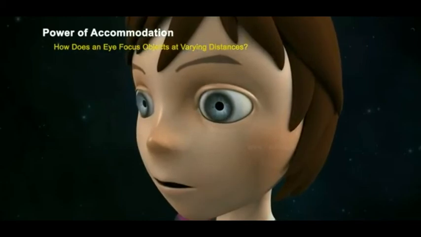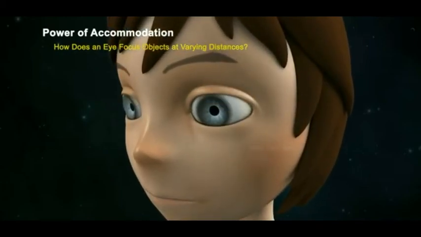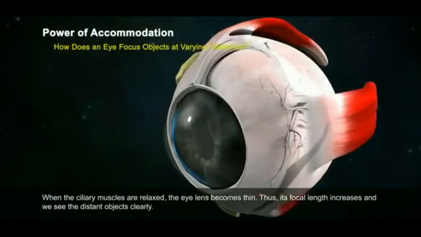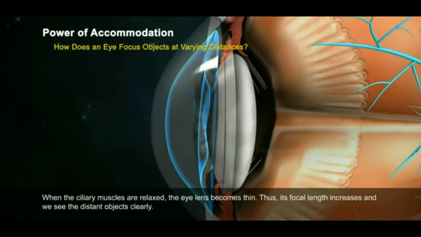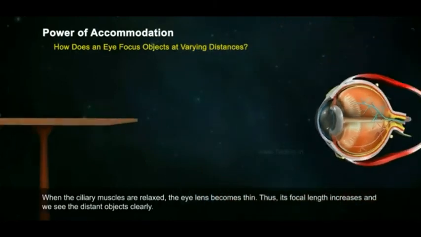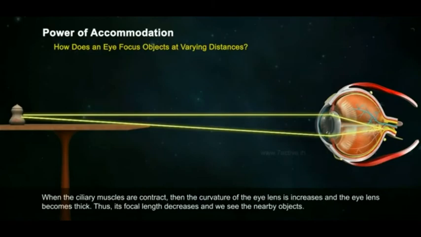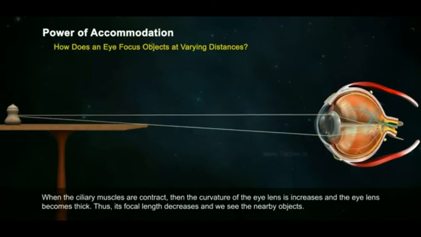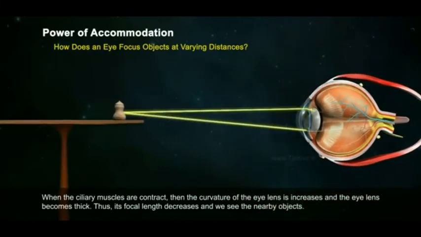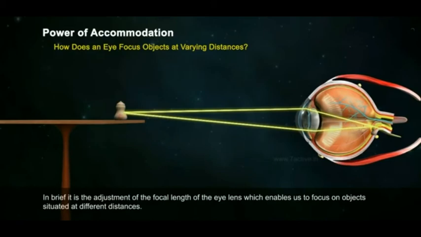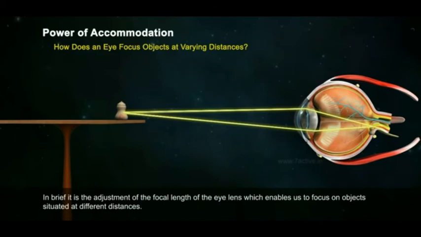How does an eye focus objects at varying distances? When the ciliary muscles are relaxed, the eye lens becomes thin. Thus, its focal length increases and we see distant objects clearly. When the ciliary muscles contract, the curvature of the eye lens increases and the eye lens becomes thick. Thus, its focal length decreases and we see nearby objects. In brief, it is adjustment of the focal length of the eye lens which enables us to focus on objects situated at different distances.